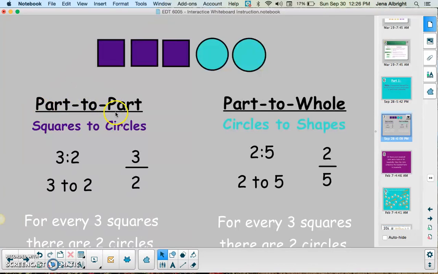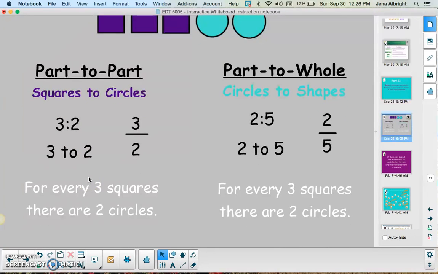First, we have a part-to-part relationship, which describes the number of squares to the number of circles, 3 to 2. There are 4 different ways that we can represent ratios: using a colon, using the word to, as a fraction, and as a for every statement.